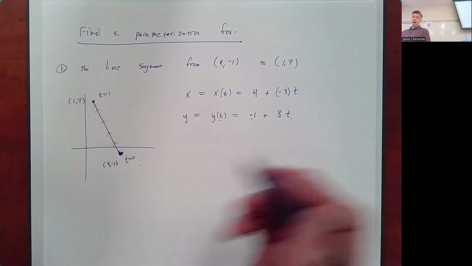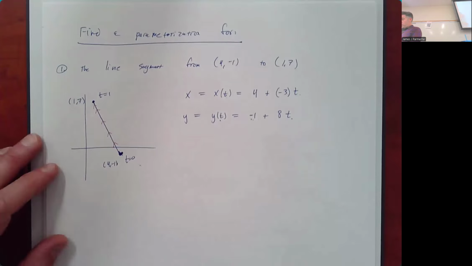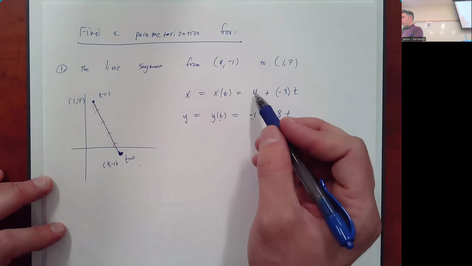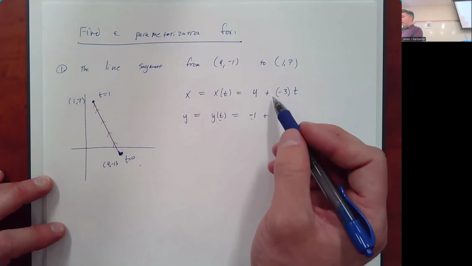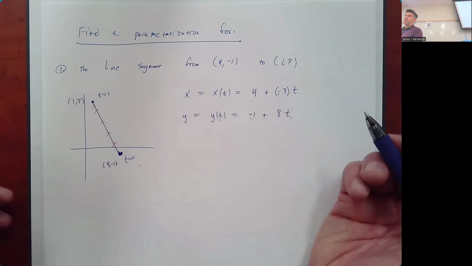So that's a very common thing we do if we want to draw or parameterize a line segment: we start off with x and y equal to whatever their initial values are, and then we add on the difference from their initial to their terminal values multiplied by t.